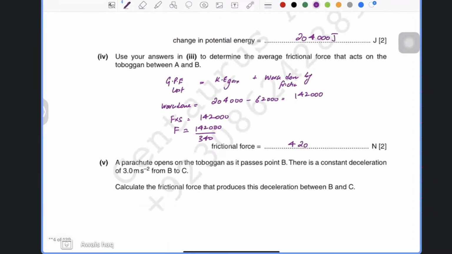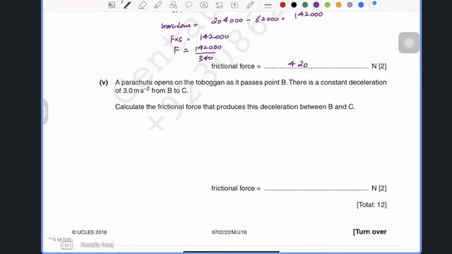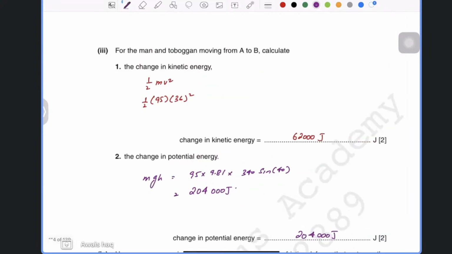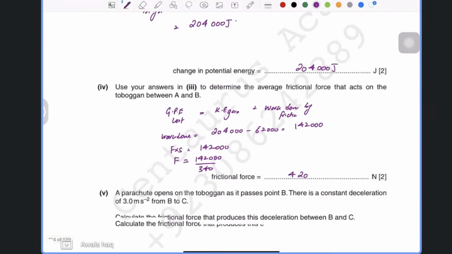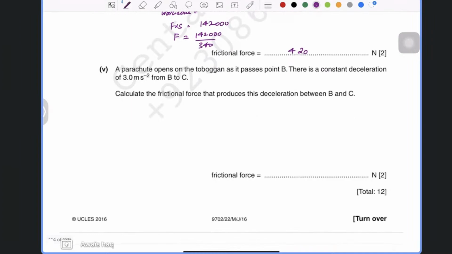Then it says a parachute opens on the toboggan as it passes point B. There is a constant deceleration of this from B to C. Calculate the friction force that produces this deceleration between B and C. Okay. Now the parachute opens, so it means at this point you have a speed of 36 meters per second, and you want to find the frictional force that the toboggan experiences that produces this deceleration.